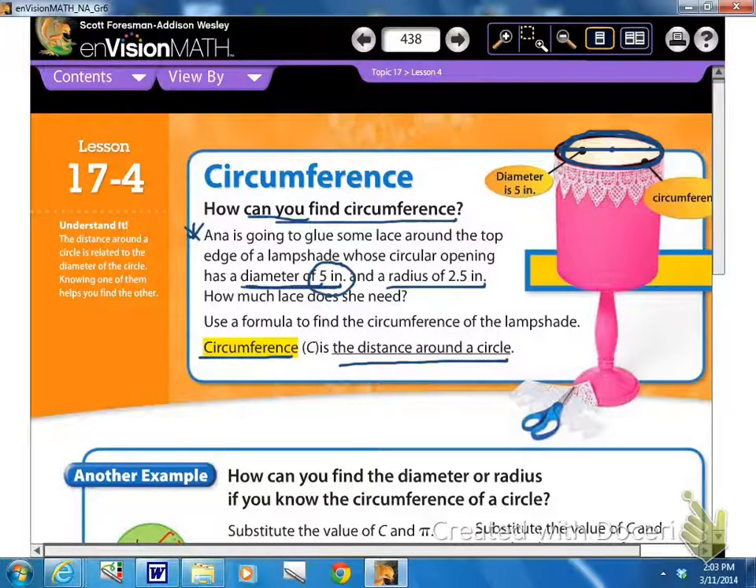The radius is half of that, so it's like I'm cutting that in half. One point on the circle to the center is the radius. So anytime you're given the radius and you want to find the diameter, you just multiply that radius by 2. It'll give you the diameter. Anytime you're given the diameter, if you divide it by 2, you can find the radius. So you need to know either the diameter or the radius so that you can find the circumference. Let's look at the next page.